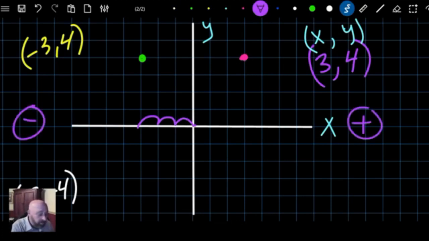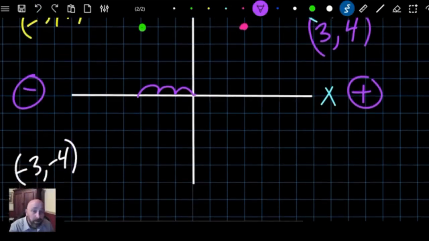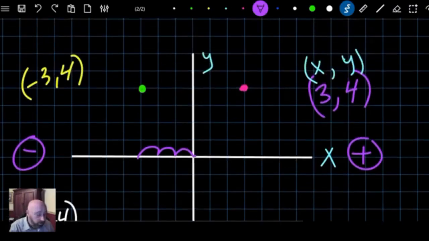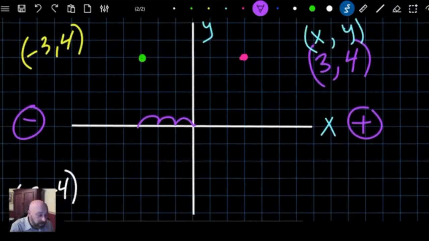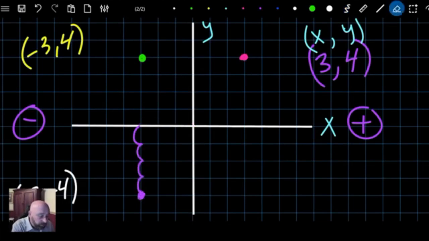And that's positive. Now look, our 4 is also negative, so we're going to go down 4. Negative 3, negative 4. So we're also going to go down 4. 1, 2, 3, 4. So there's our point right there again. And we're just going around, putting points in different places based on what the positive and negative signs are telling us here.